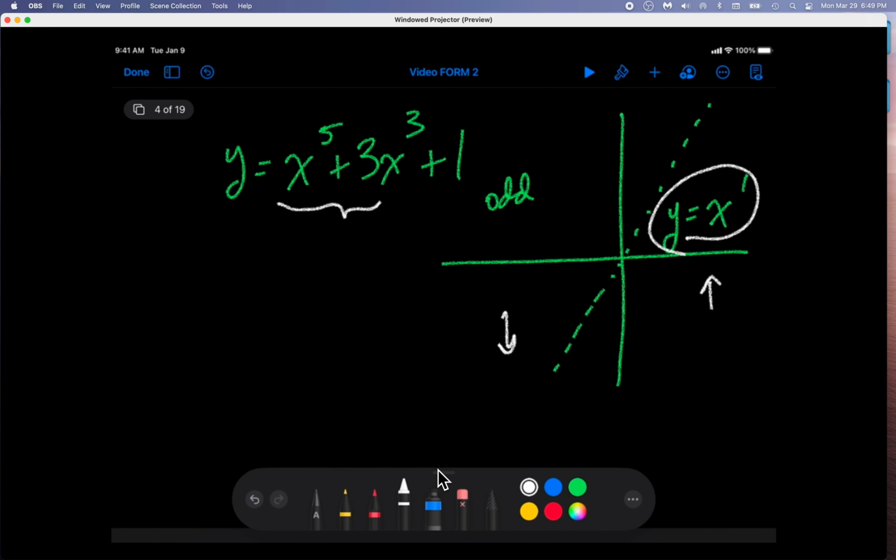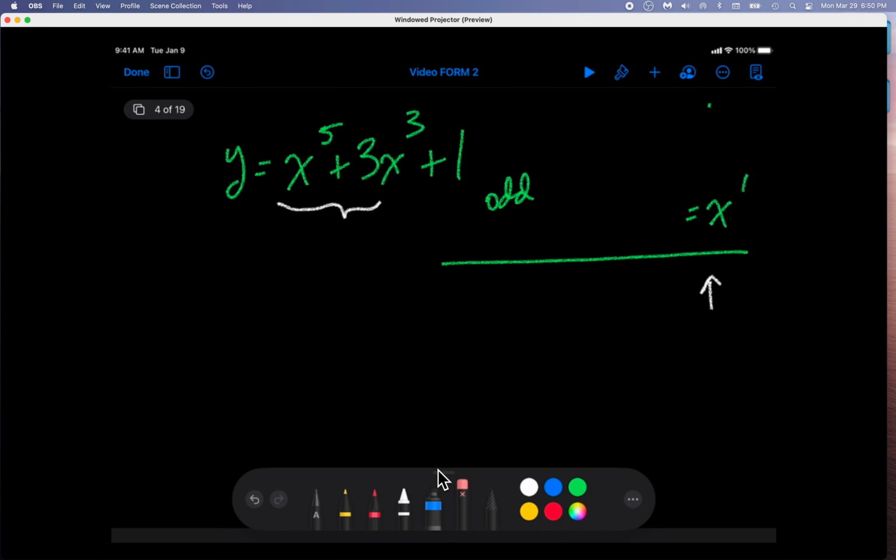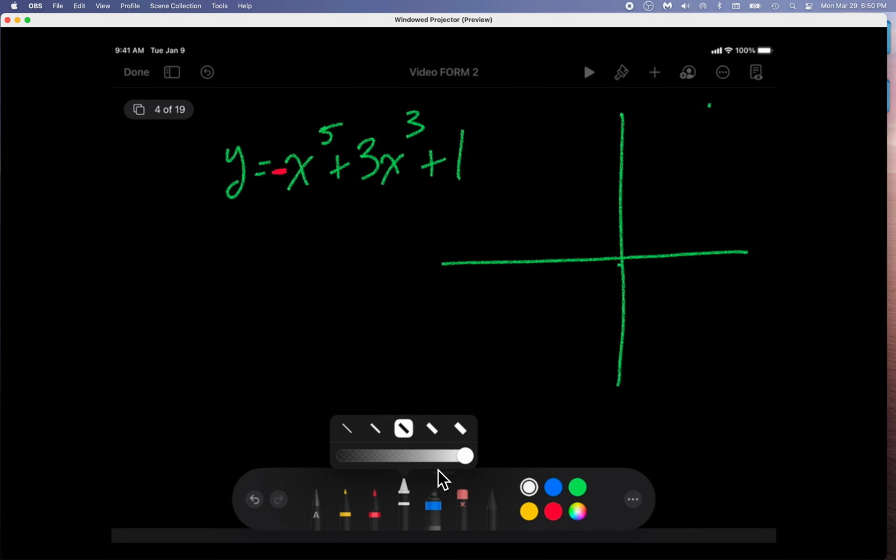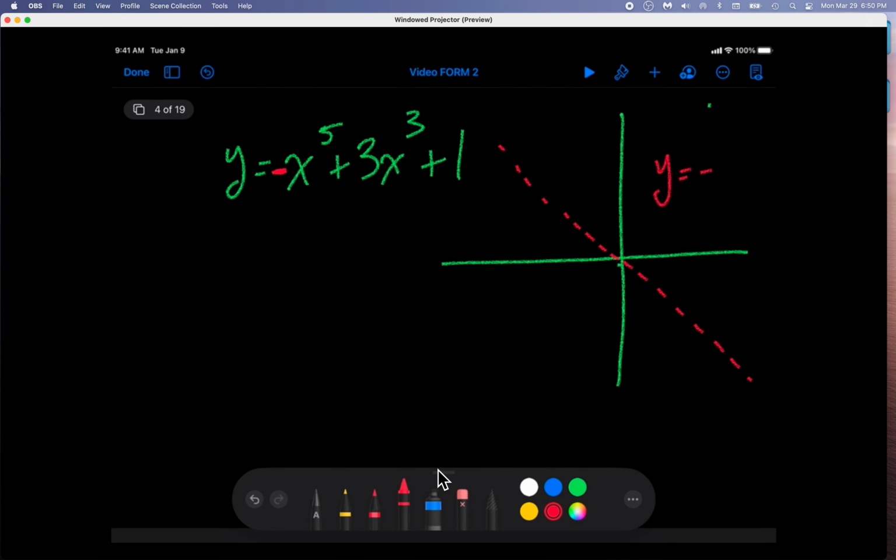Now we're going to do the same here that we did in the previous example. I'm now going to change the sign of the polynomial to negative. And let's see where that takes us. Okay, what I'm going to do is I'm going to stick a little negative here. That means that instead of behaving like y equals x to the 1st power, it's going to behave like y equals negative x.